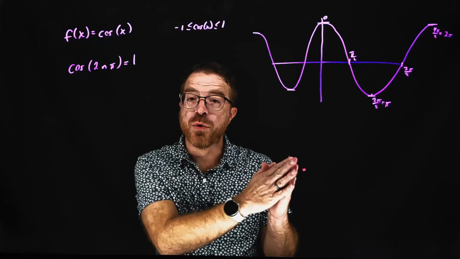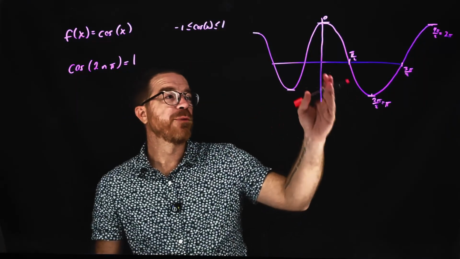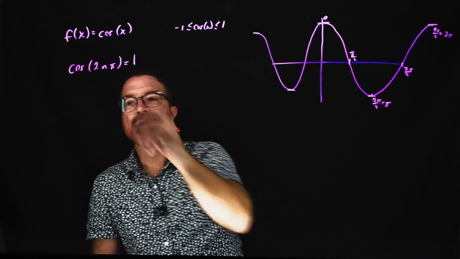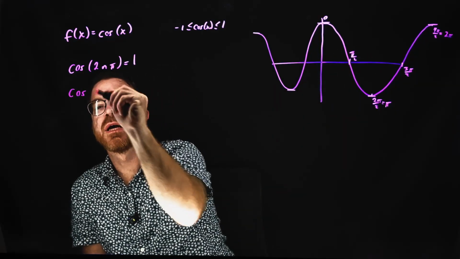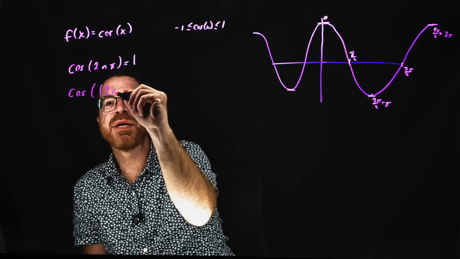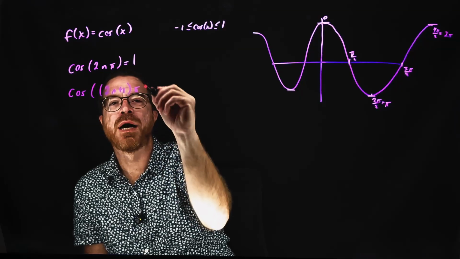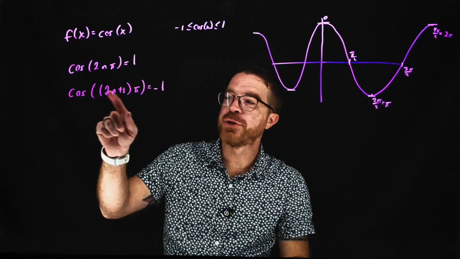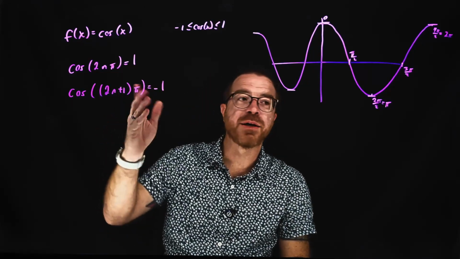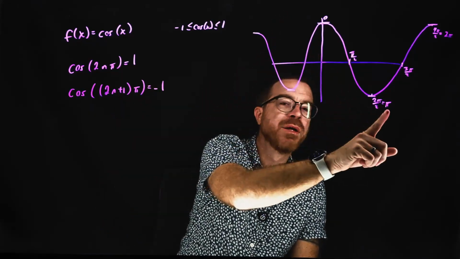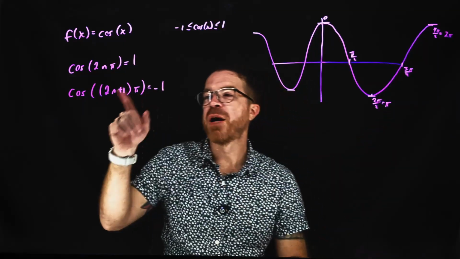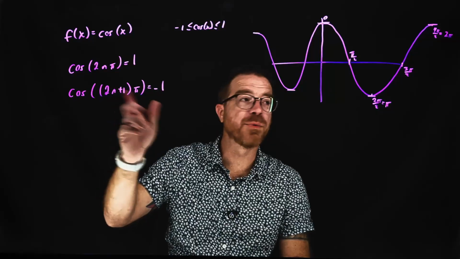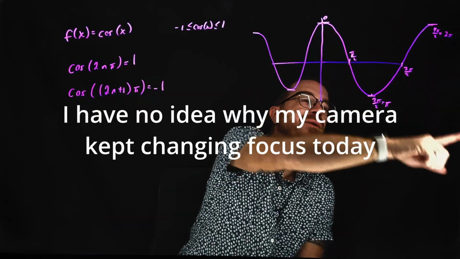Now for my local minimums, I need to have it where it's going to be every pi, so some odd number times pi. So in this case, it's going to be cosine of (2n plus 1) pi. And why is this? Well, if I were to plug in 0, I'm going to get 2 times 0 is 0, so I'm going to get 1 pi. Cosine of pi is going to be equal to negative 1. If I were to plug in 1 for n, I would get 2 times 1 is 2, plus 1 is 3, so 3 pi. That would be when I come back around, and I'm going to be back down in the negative again.